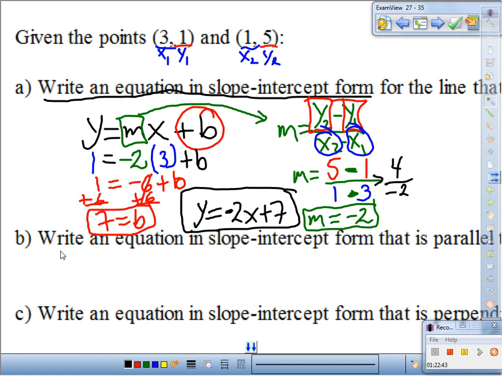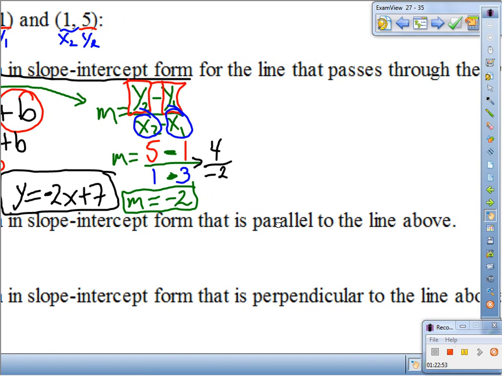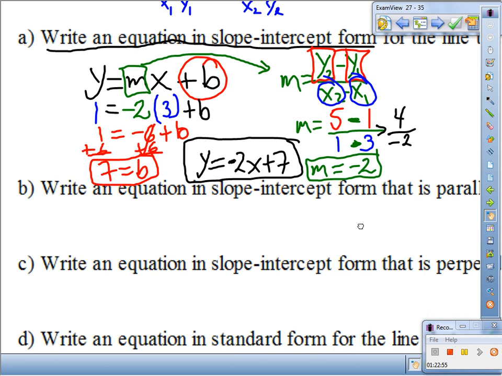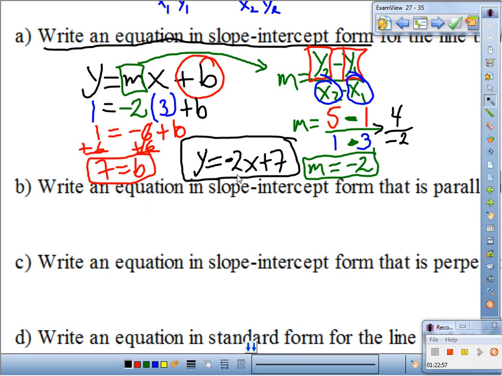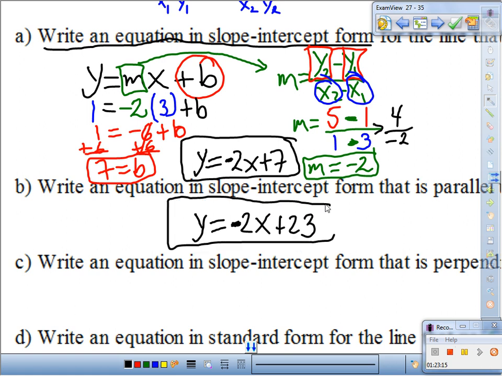Part B, it says, write an equation in slope-intercept form that is parallel to the line above. Okay. What do we know about parallel lines? That they have the same slope and different intercept. So look at this one. I'm going to rewrite it because it's the same slope, negative 2x. But what has to be different? The y-intercept. So who can give me a y-intercept? Okay, plus 23. This one is parallel to that one.